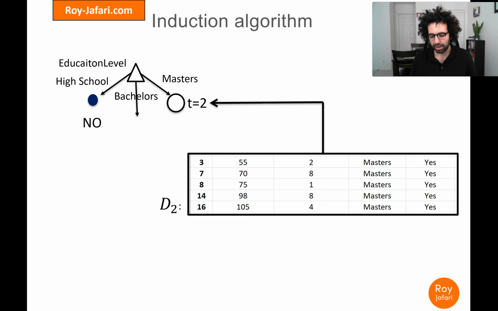And then another one, this master, all of the education is a master. We look at all of the data objects, and they are all yes. This is another leaf node, so we call it a yes.